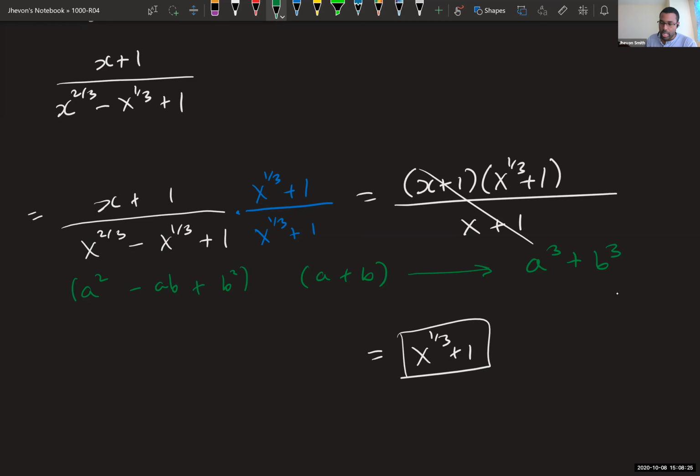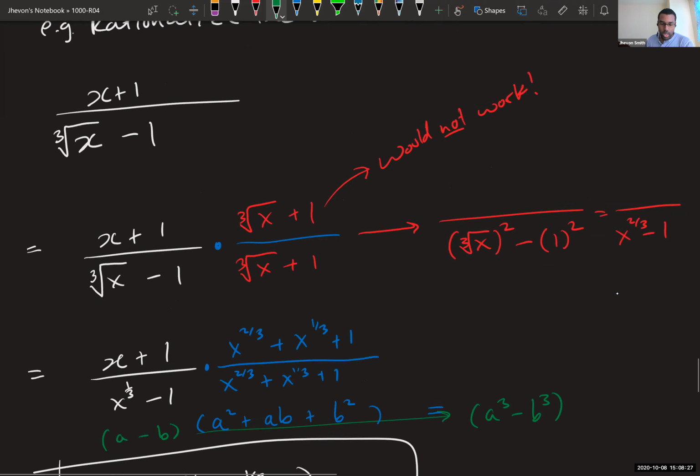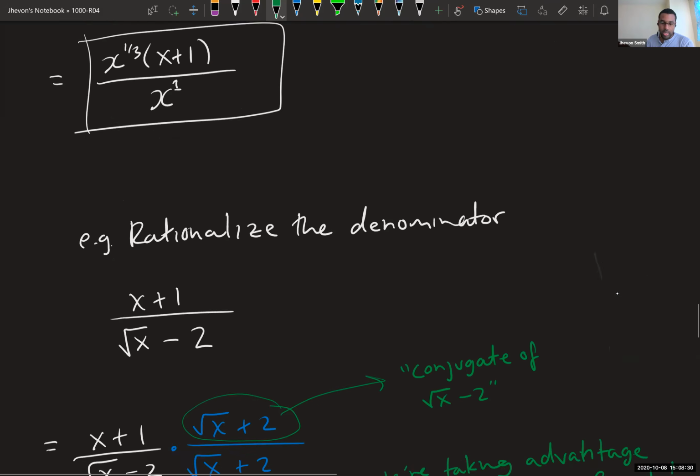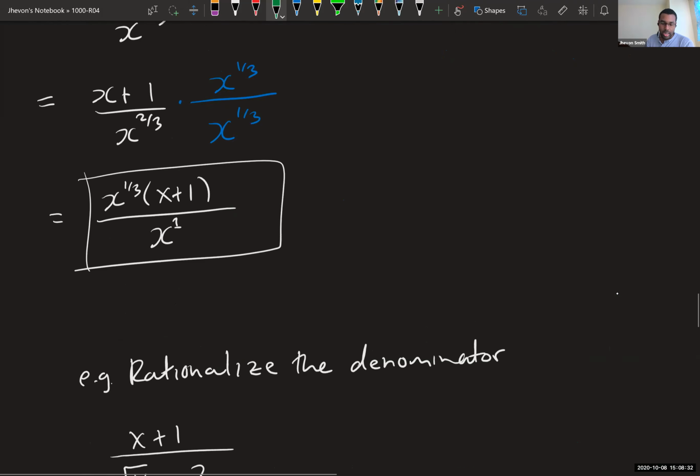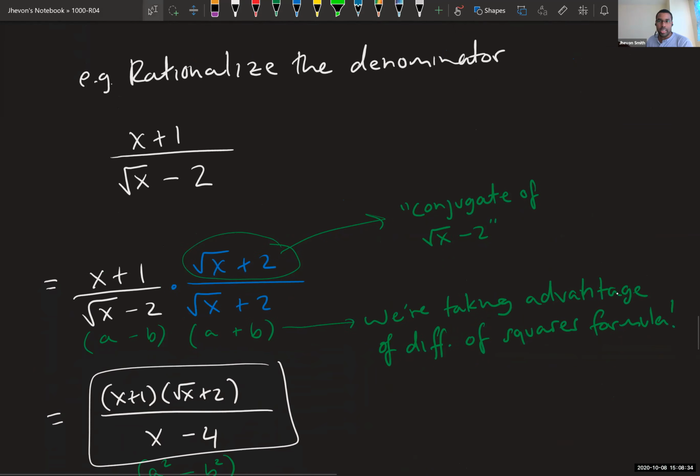So that's just something I want you to be aware of. When it comes to rationalizing, a common misunderstanding is that I can always just multiply and divide by the same expression, just changing the middle sign. That doesn't always work. It depends on what the goal is.